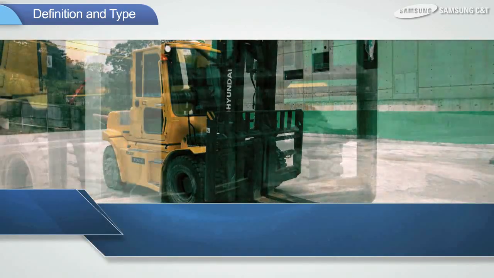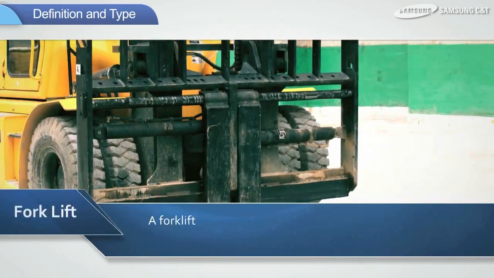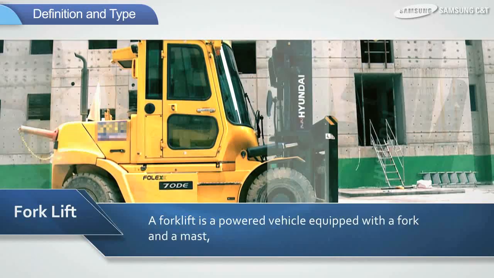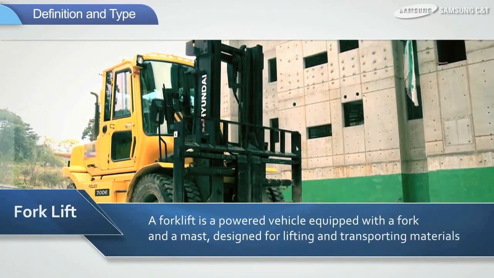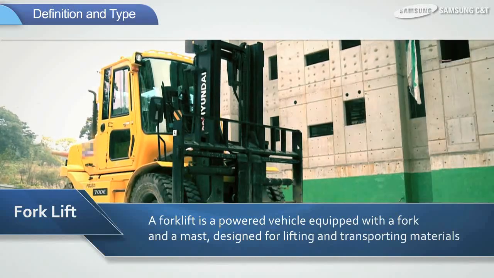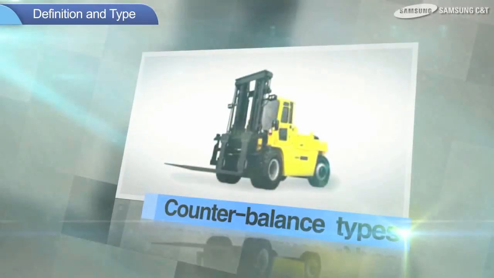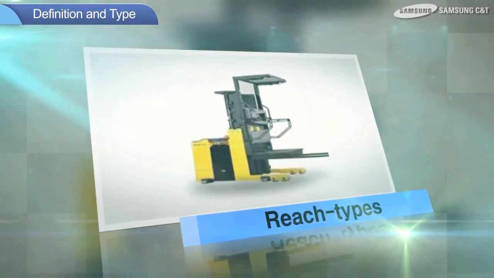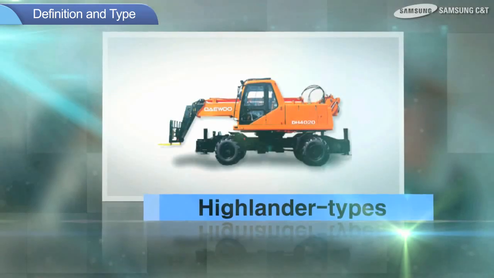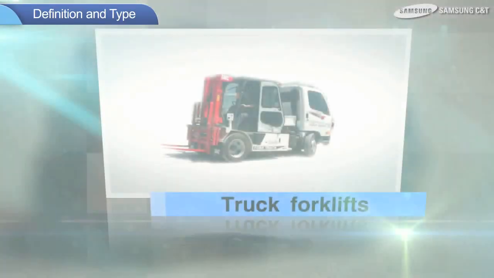First, let's take a look at the definition of a forklift and forklift types. A forklift is a powered vehicle equipped with a fork and a mast, designed for lifting and transporting materials. Forklifts are categorized into counterbalance types, reach types, Highlander types, and truck forklifts.